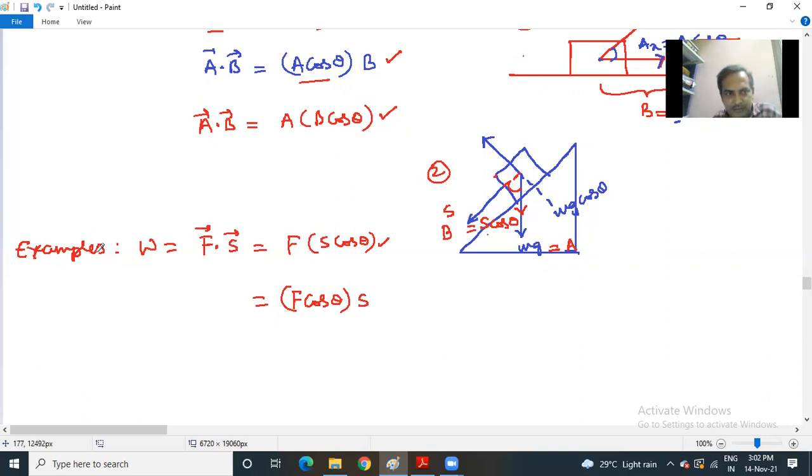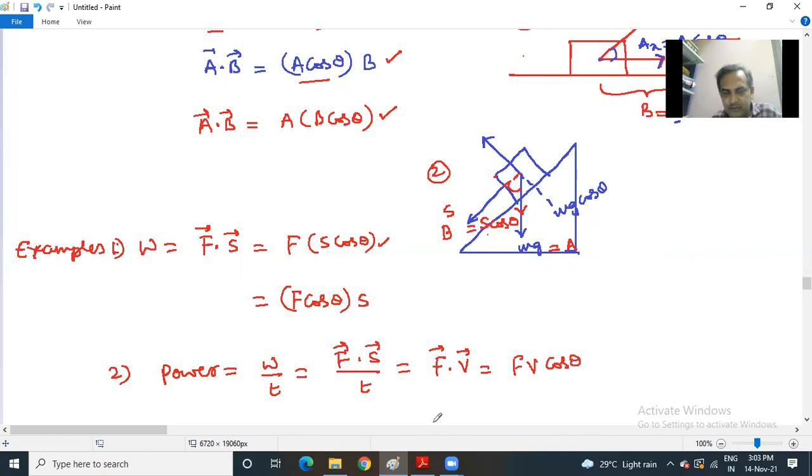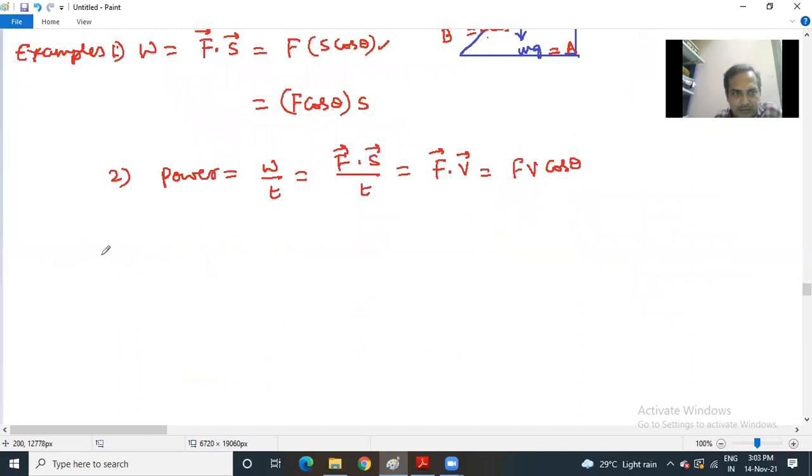This is the first example. Second example: you might be knowing power is the rate at which work is done. So work is again F dot S, divided by T. S by T, displacement by time, is velocity. So it will be F dot V. If you remove the dot, you'll get F V cos theta. So therefore, remember the dot product between two vectors is a scalar quantity.